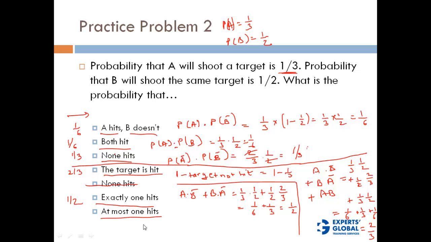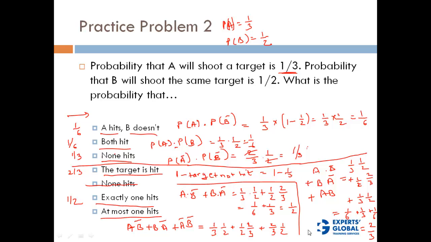At most one hits means again it is either A hits, B doesn't, or B hits, A doesn't, or A doesn't hit and B also doesn't hit. Correct? So that is going to be 1 by 3 into B doesn't hit, half, plus B hits, A doesn't hit is 2 by 3, A doesn't hit, B also doesn't hit.